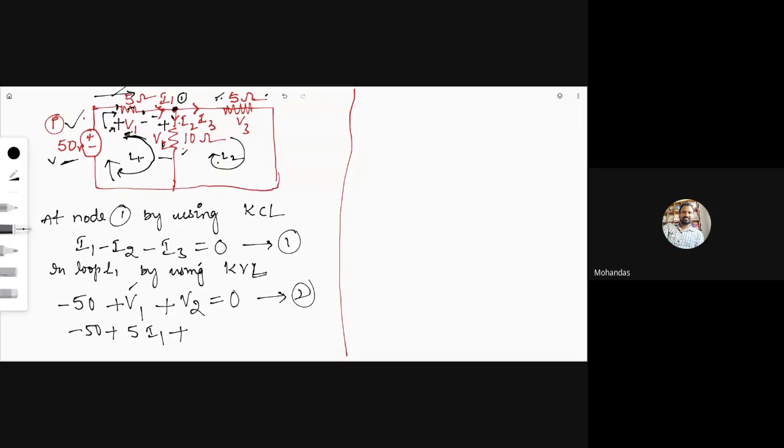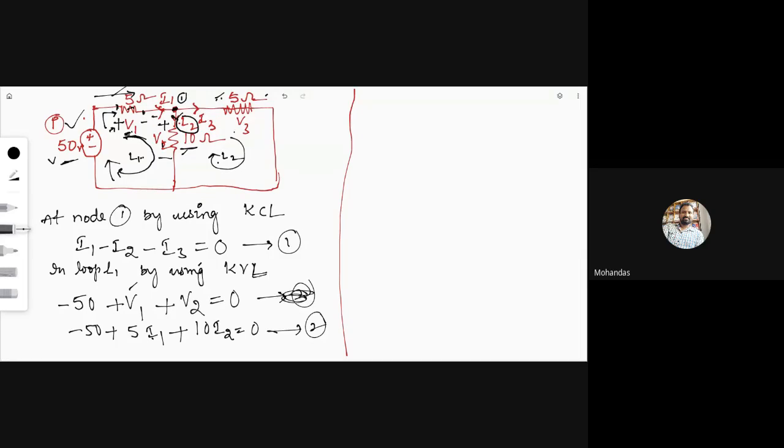Which current is flowing through the 10 ohm resistor? I2 current is flowing through this, sir. So 10 into I2, which is equal to 0. This is equation number 1 after substituting Ohm's law. So this V1 equals 5 into I1 from Ohm's law, because V equals R into I.